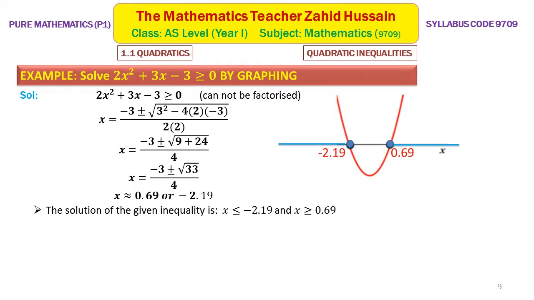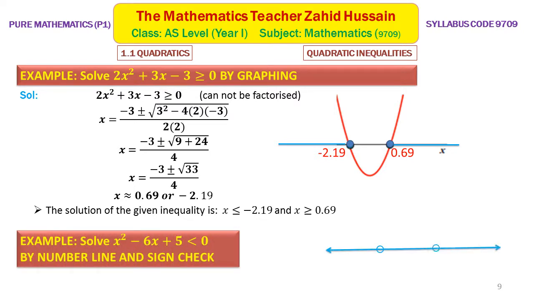Now solving the same question by using the number line and sign check method. Draw the number line, mark 2 points. Now check the signs, check point. Take any point in this region and put that value in this equation to check the sign of the answer. In this region there is a number, negative 3. When you put minus 3 in this equation, you will get the sign of the answer, which is positive.